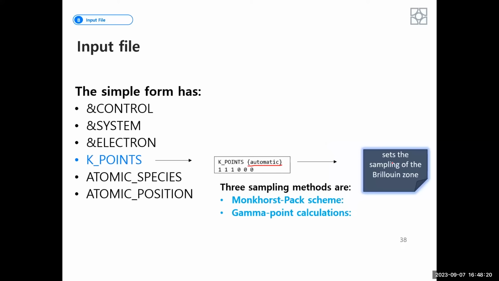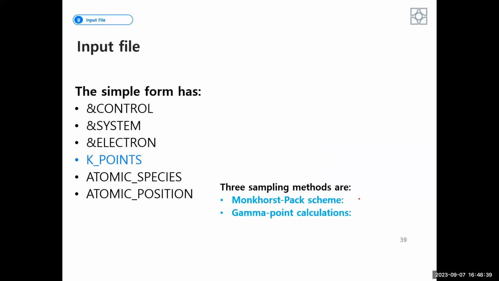And here we set the sampling of the Brillouin zone. There are three sampling methods used in the K point, like the Monkhorst-Pack scheme. We have the gamma point calculation. This one is often used for calculations that require integration over the Brillouin zone, such as density of states or band structure calculation.